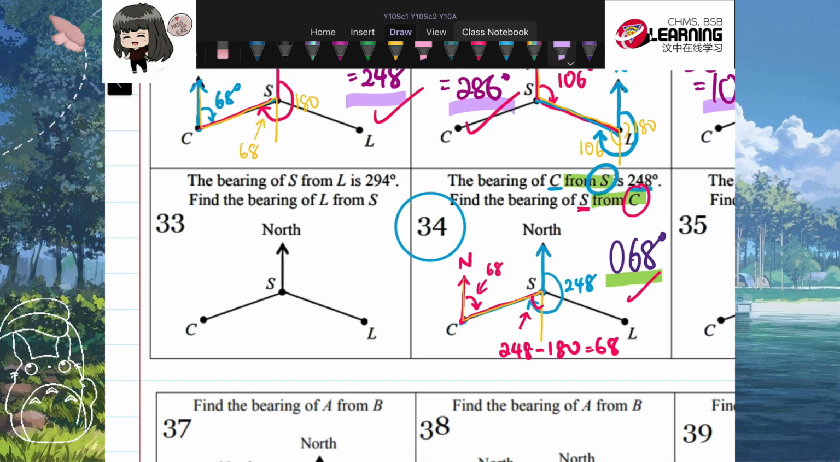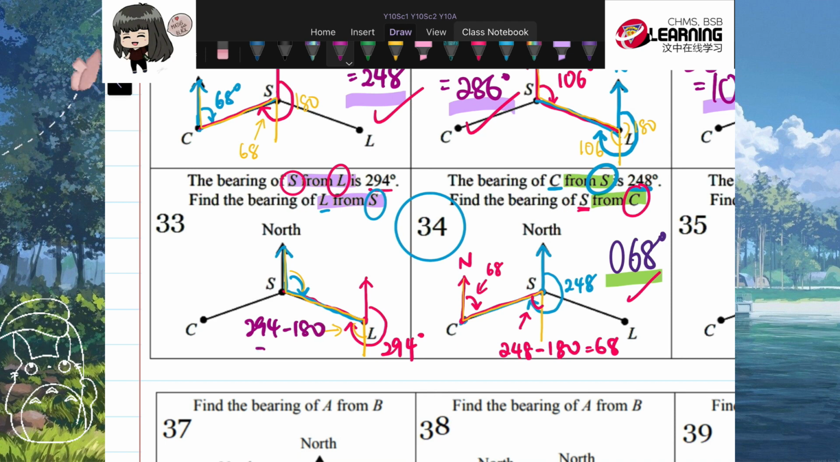Okay, question 33. S from L, so from the word L, you go to L from a north, SL is the connecting line, and 294 like this. This is 294, and you need to find L from S. From S, from a north, L connecting line, this is the angle that you need to find. Okay, also same, alternate angle. So this angle is the same as this angle. So this angle here, you need to find 294 minus 180. So it's 114 degrees.